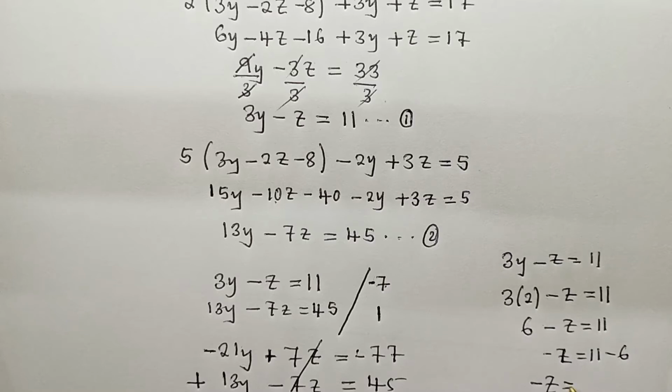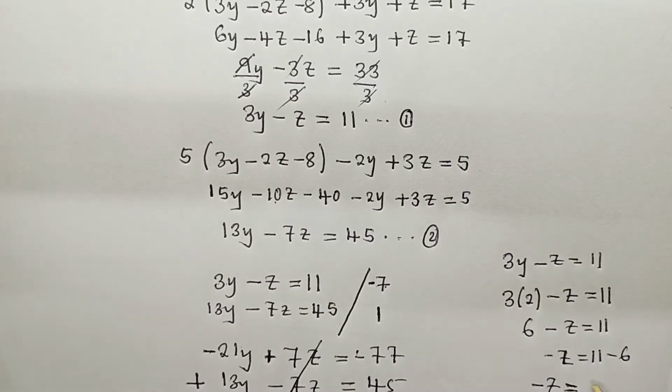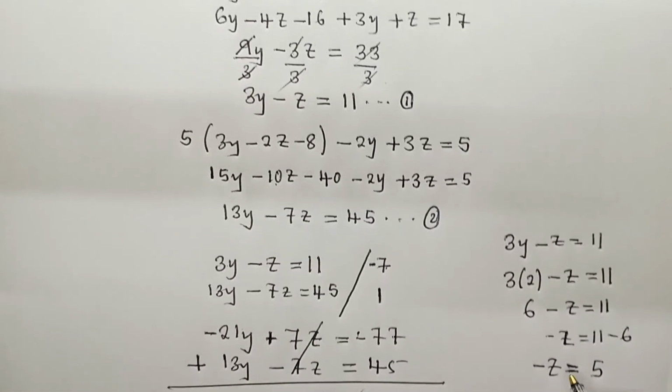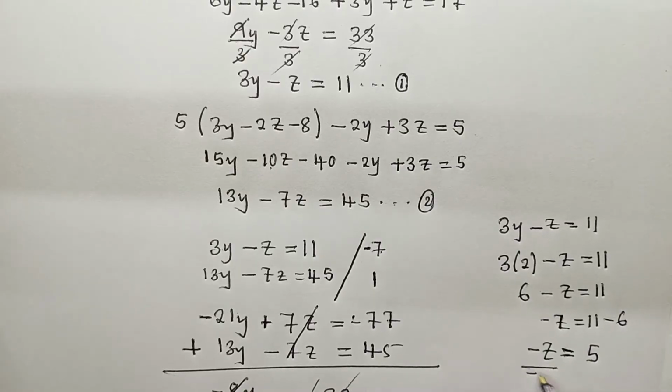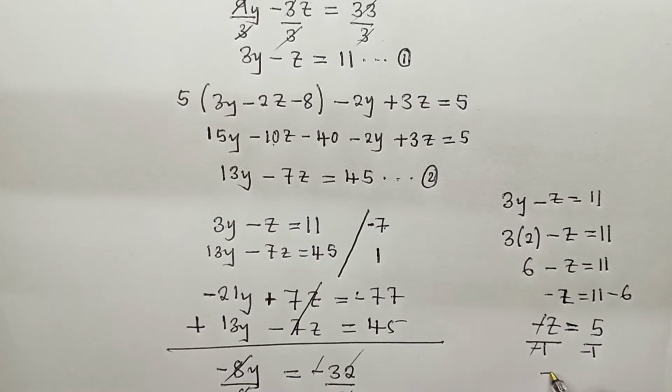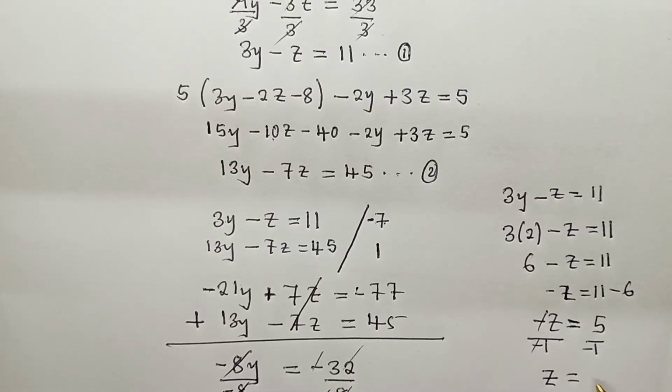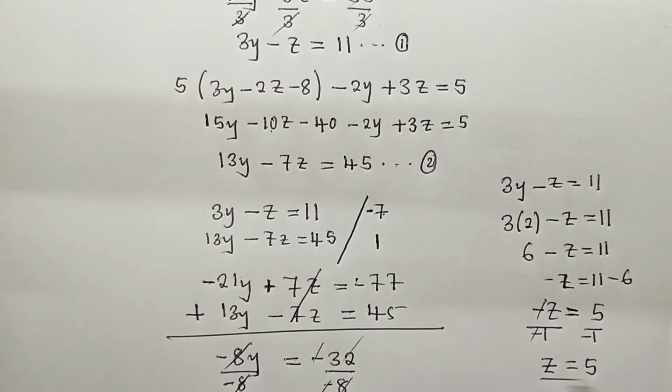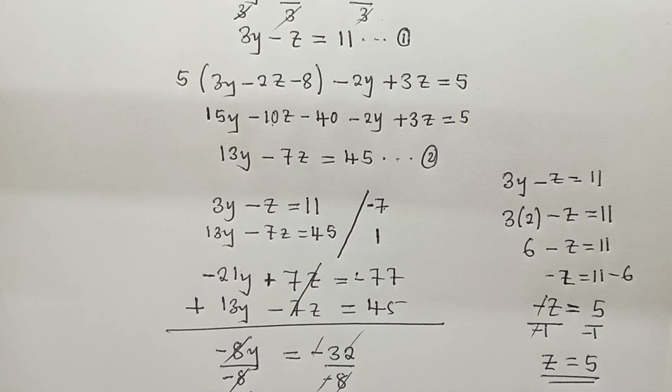Negative z is equal to 5, positive 5. You divide by negative 1 so that we get rid of the negative sign. We shall have z is equal to negative 5. So the value of z is negative 5.